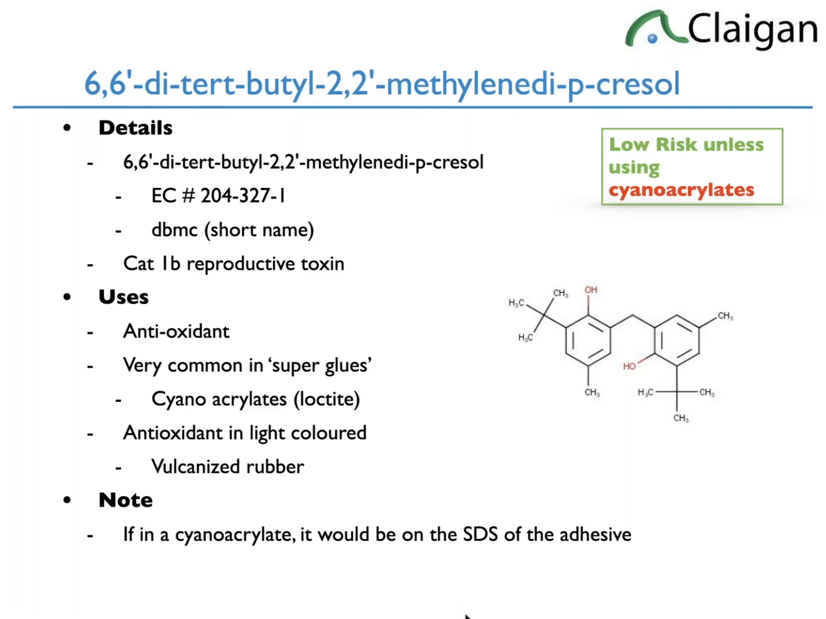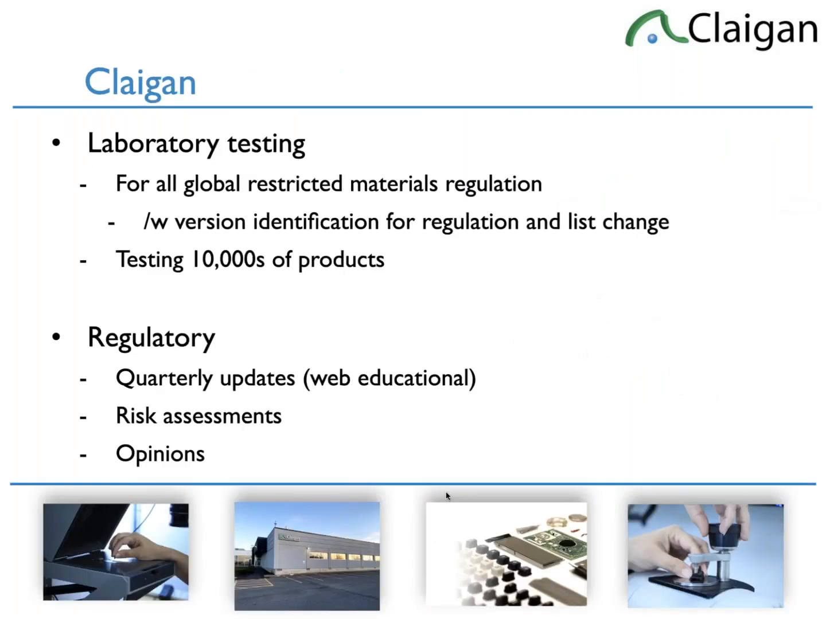So of the new ATP 17 substances, which apply December this year for medical devices, you're really looking at DBMC in primarily Loctites, a little bit in antioxidants and lightly colored rubber, but it's mostly a concern in antioxidants in cyanoacrylates. Again, we do tons of testing, especially medical devices. We're happy to help. We have a process for everything. We get audited all the time.